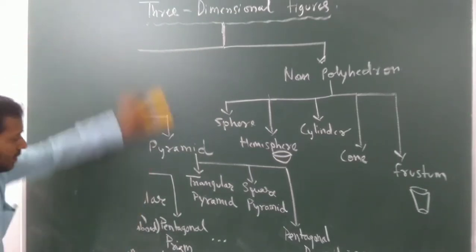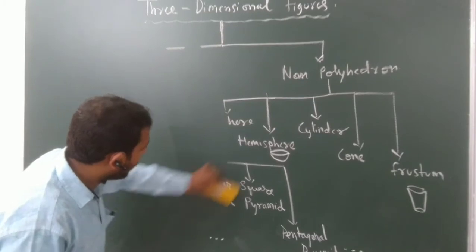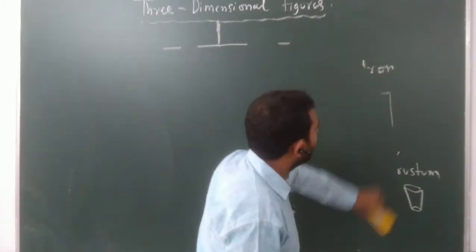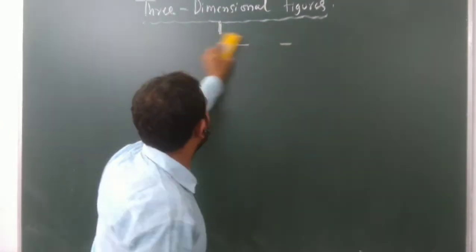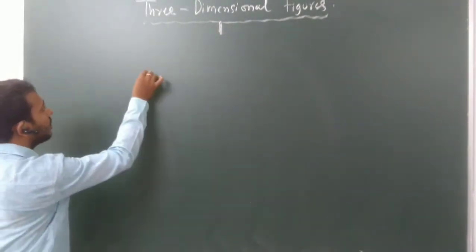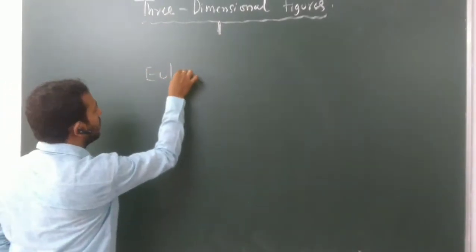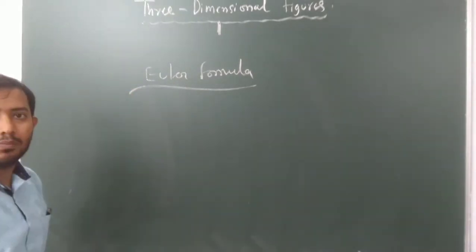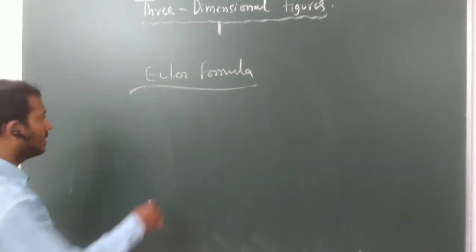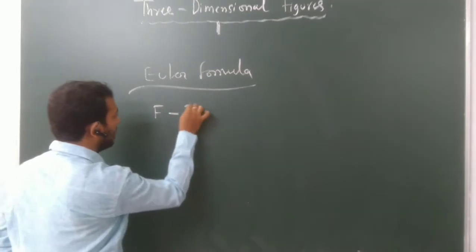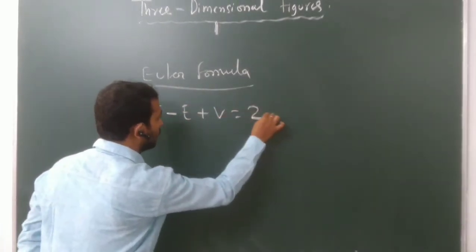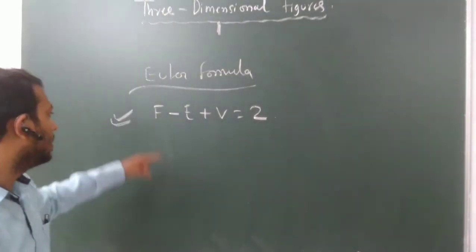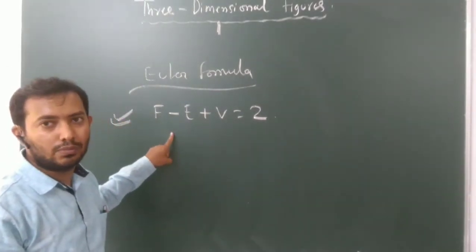So here, the Euler formula, Euler was a great mathematician. Okay, we'll see that one. The formula is Euler. It's valid for polyhedron, only for polyhedron. That is F minus E plus V equals 2 always. If the solid figure is a polyhedron, then it must follow this formula.